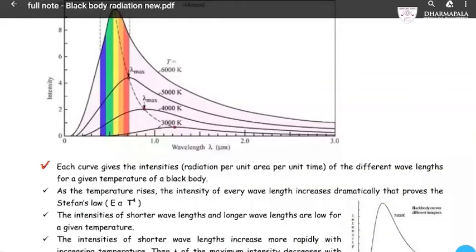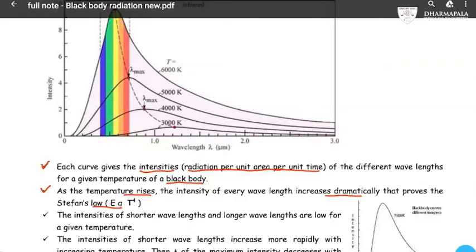So the first one is, each curve gives the intensities. Intensity means here the radiation per unit area per unit time. Each curve gives the intensities of different wavelengths for a given temperature of a black body. So these are only for black bodies. Second one, as the temperature rises, the intensity of every wavelength increases dramatically. That proves Stefan's law.